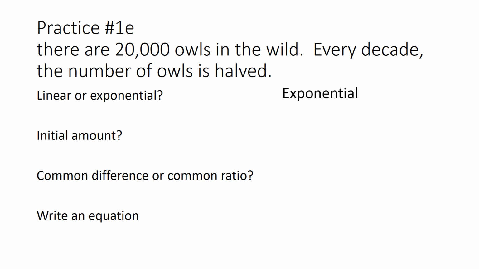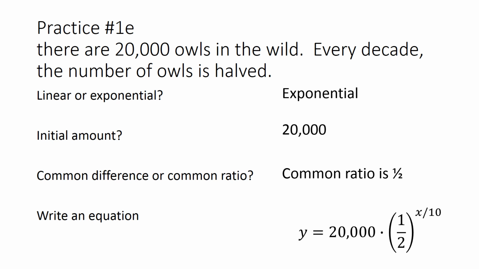And we're starting off with 20,000 owls. So our common ratio in this case would be 1/2. So the equation of the function would be: 20,000 is a and b is 1/2. Now notice I did x divided by 10, and the reason I did that is because this happens every 10 years. I will not give you any that complicated on your quiz or test.